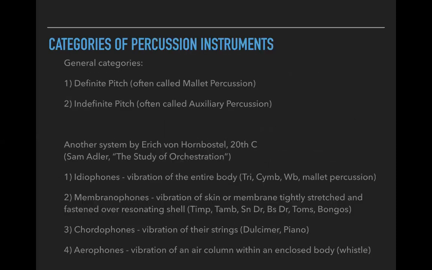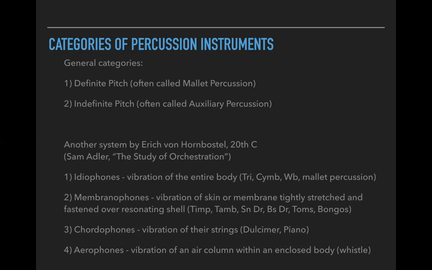In terms of different kinds of instruments, you have percussion instruments with definite pitch, aka mallet percussion. And the other is indefinite pitch, also called auxiliary percussion. It just depends on which textbook you're talking about. And any given day, you might exchange those terms, but people know what you mean by pitched and non-pitched or indefinite. This is an interesting classification, another system by Erich von Hornbostel of the 20th century. This is from the Sam Adler Study of Orchestration. And I think this is interesting.